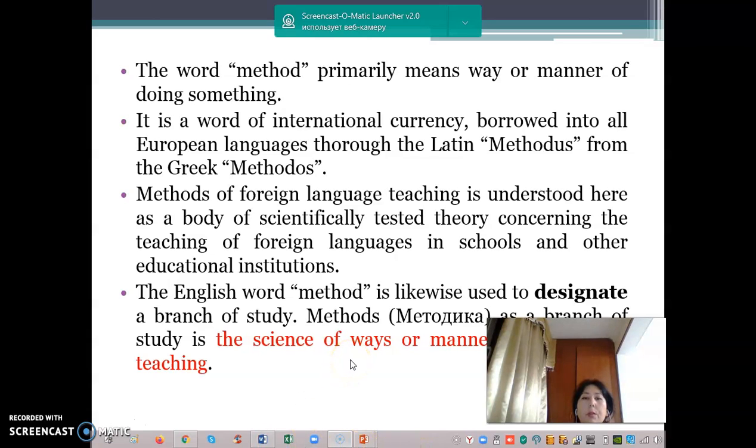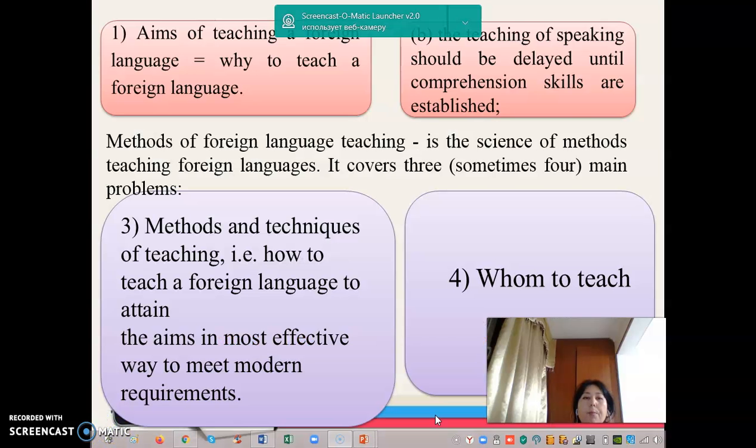The English word method is likewise used to designate a branch of study. Methods, as a branch of study, is a science of ways or manners of teaching. Methods of foreign language teaching is a science of methods of teaching foreign languages. It covers 3, sometimes 4 main problems.